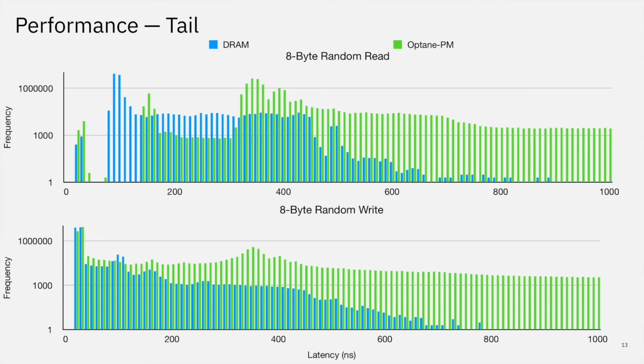Lastly, we collect the latency of each operation from the experiments and plot this histogram distribution graph. We can see that in Optane PM, we still experience the long tail latency. And in fact, it suffers from a longer tail latency compared with DRAM.